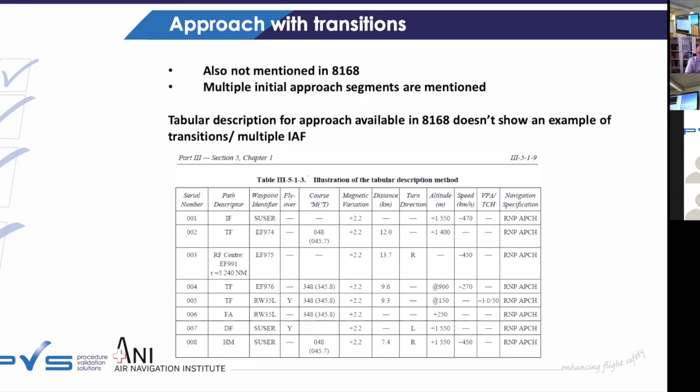You already have, of course, multiple IAFs that lead to one approach. And the connection between each initial approach fix to a final approach fix or point actually is a transition, an approach transition. Whether you call it an approach transition or not doesn't matter, it is actually one. How you would code this can be different.